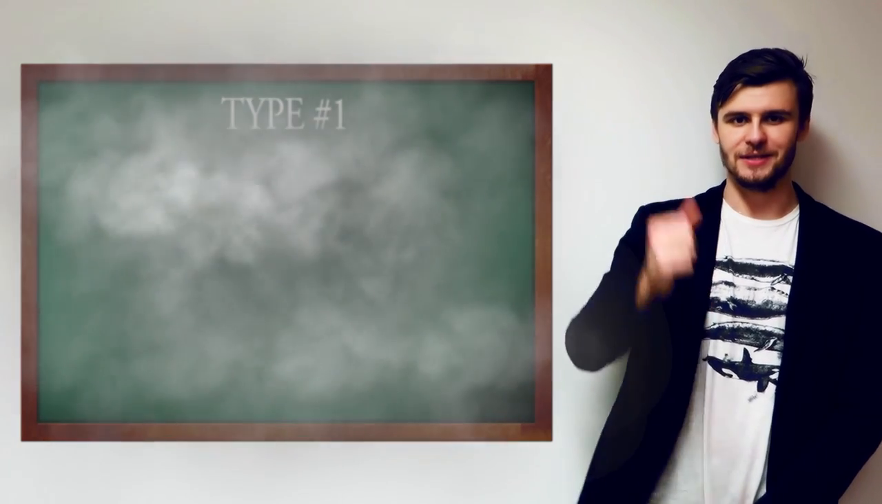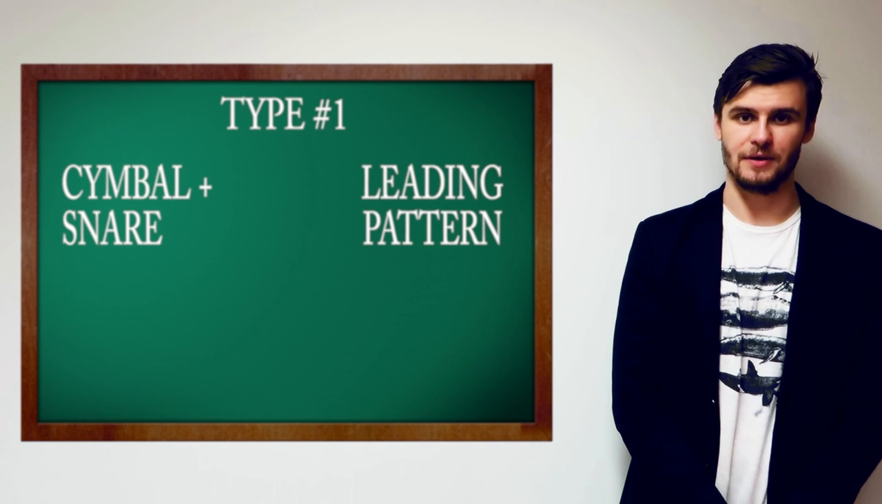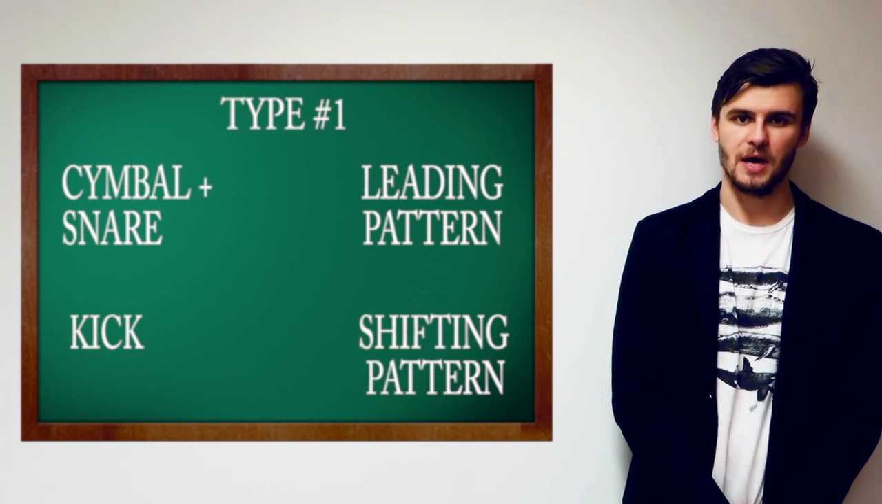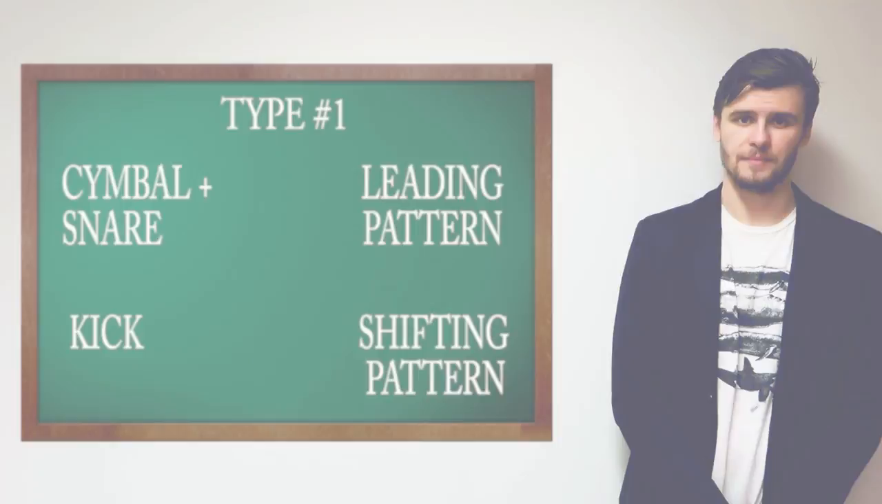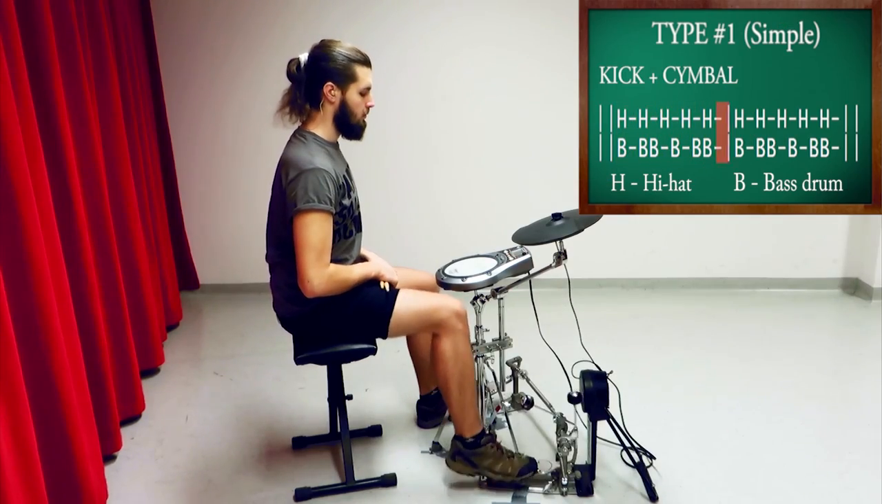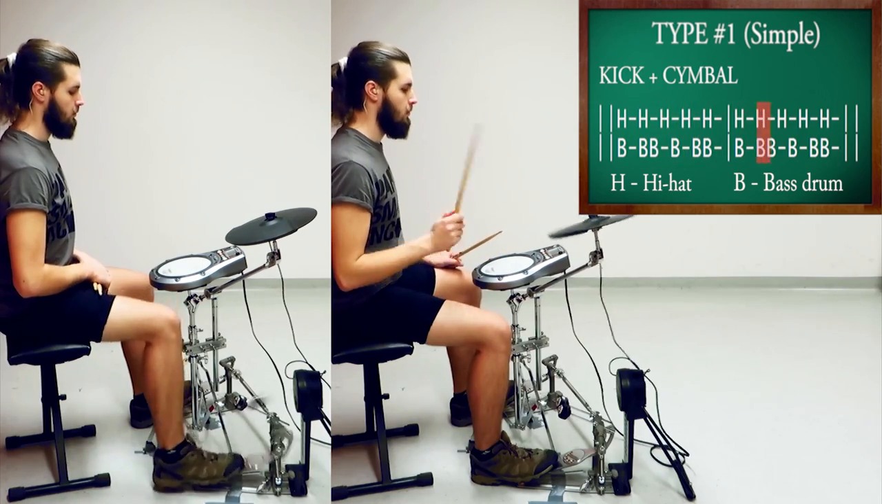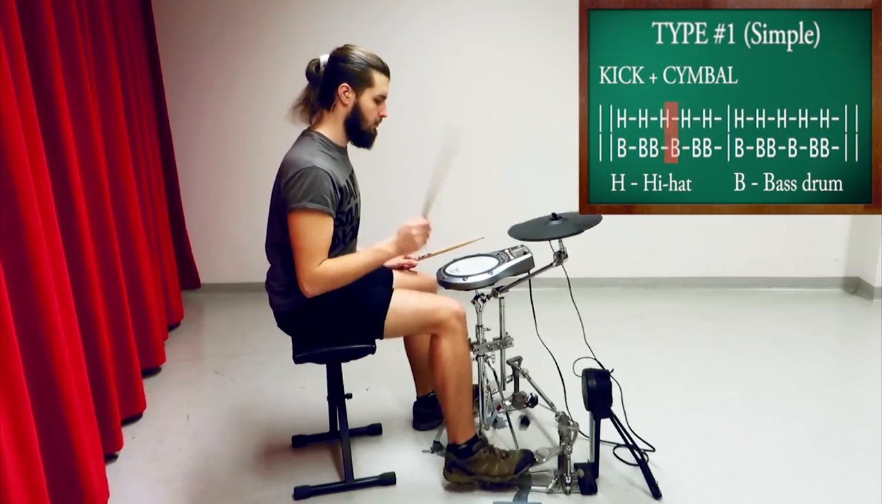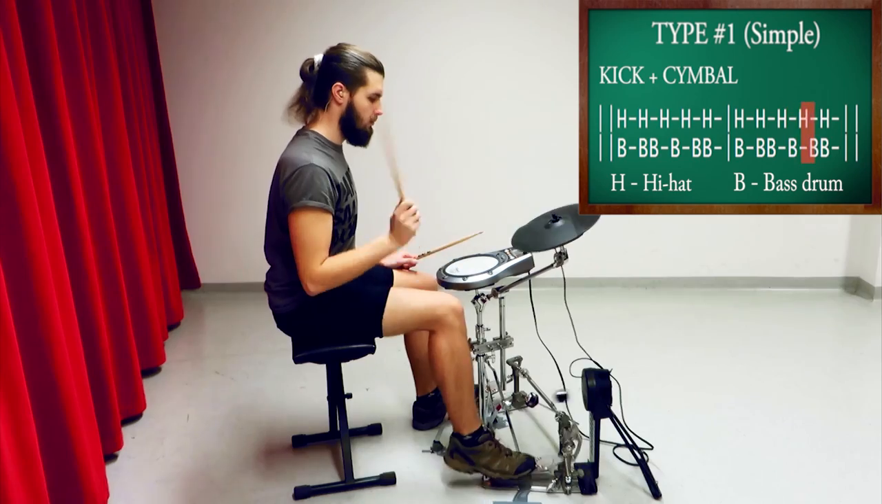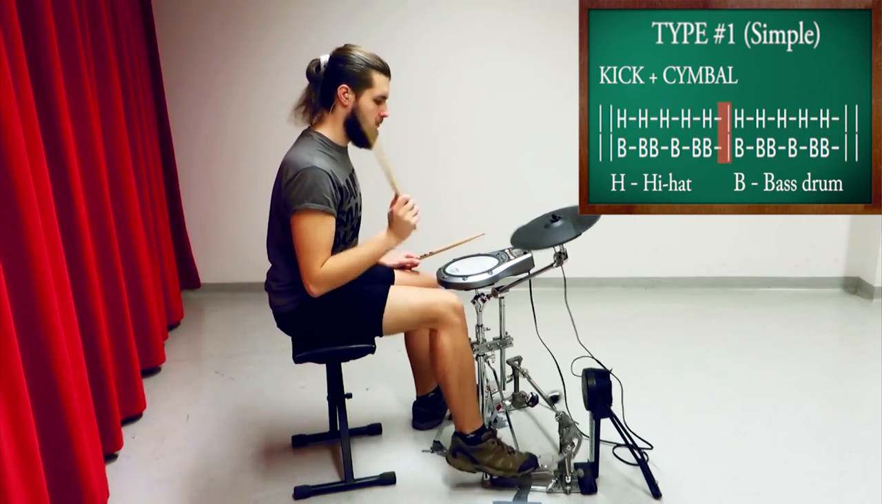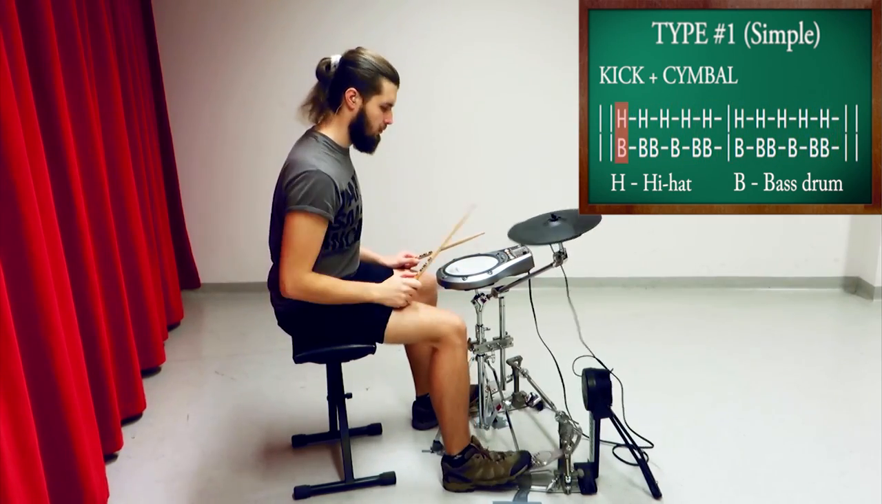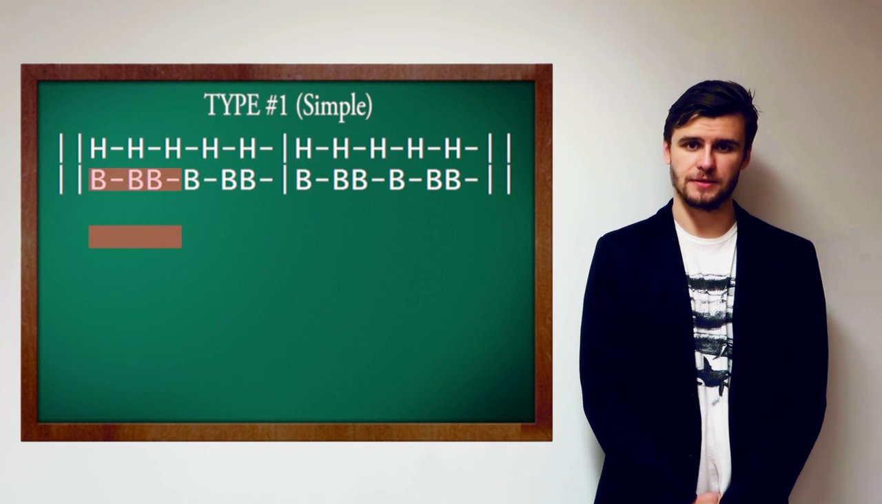Type number one. The cymbal and the snare play the leading pattern, while the kick plays the shifting pattern. We start with the cymbal and the bass drum only. A simple example of a kick pattern. Let's call one kick pattern a block.